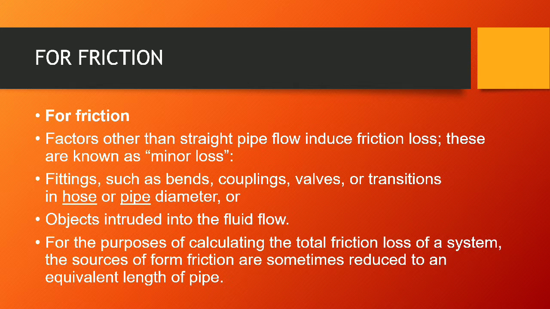Factors other than straight pipe flow induce friction loss. These are known as minor losses. They come from fittings such as bends, couplings, valves, or transitions in hose or pipe diameter, or objects intruded into the fluid flow. For the purposes of calculating the total friction loss of a system, the sources of form friction are sometimes reduced to an equivalent length of pipe.